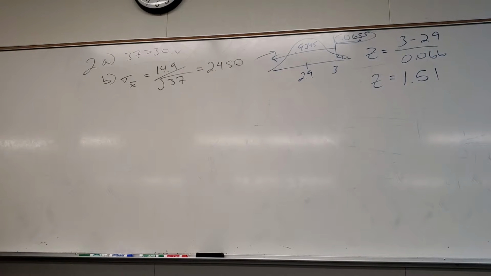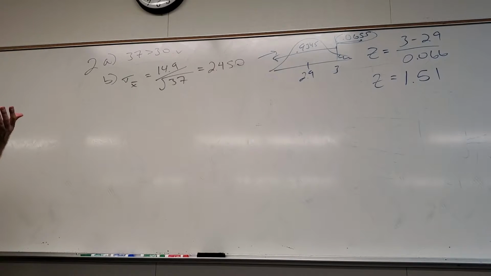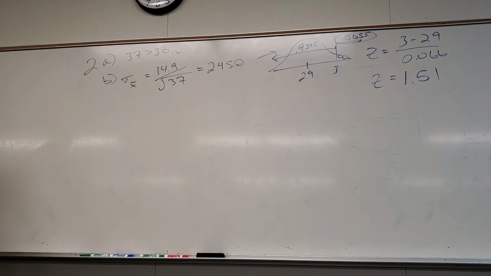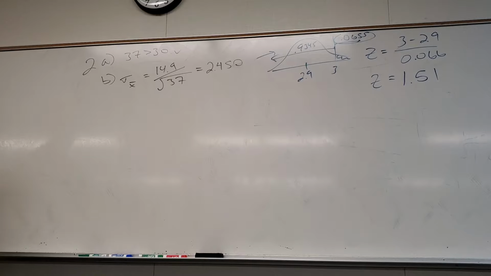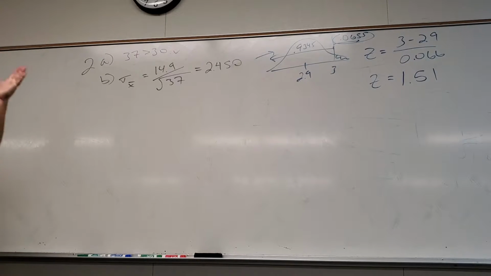And now the rest of the problem is a normal z-score problem. I've made the spread that's correct for the situation. I can now make z-scores using it, do all the same stuff. Nothing else changes.